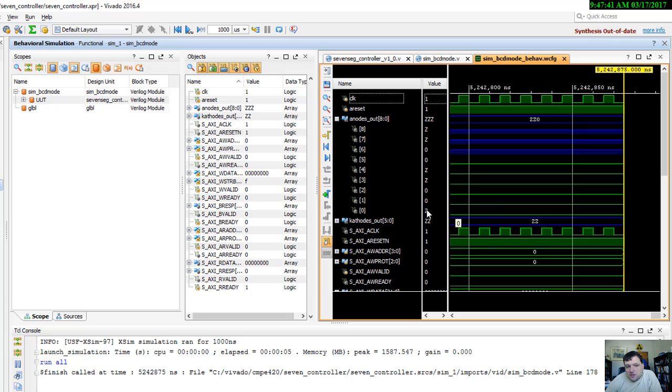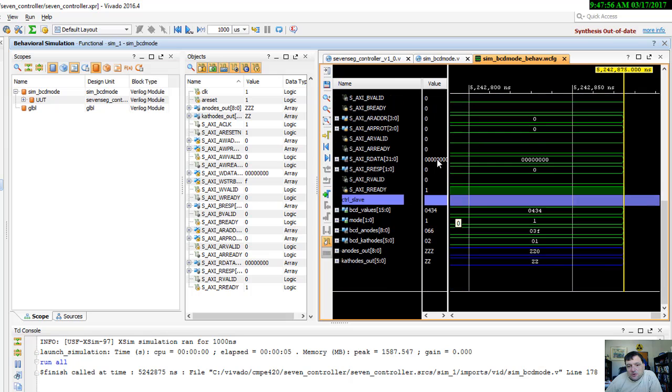So remember, Z corresponds to a 0, 1. A 0 here corresponds to a 1 in the original anodes out. This corresponds to 1, 0, 0, 1. Sorry, 0, 1, 1, 0, 0, 1, 1, 0, 0, which would be the equivalent of 6, 6 in hexadecimal. And if I zip down here and look at the original BCD anodes, it is, in fact, 066.